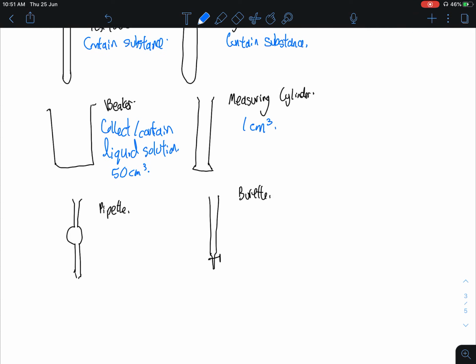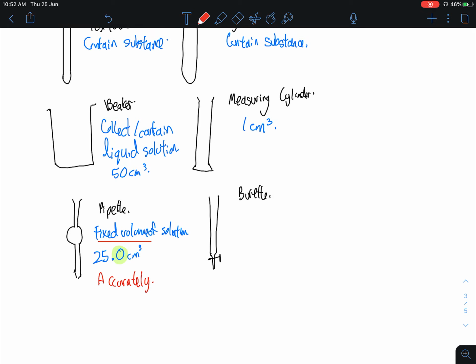Now the pipette is to mainly measure a fixed volume of solution or the liquid. The ones that you use in your labs are mainly 25.0 cm cube. Do take note that it is to 1 decimal place, but this doesn't mean that it will measure 25.1, 25.2. No, instead, the pipette is so unique that it's only able to measure a fixed volume of solution. So the keyword is actually fixed, and they are able to measure it accurately.